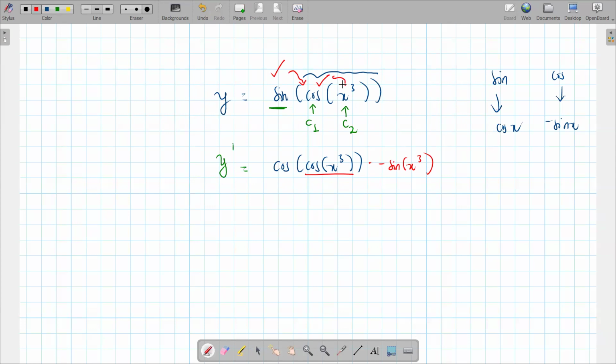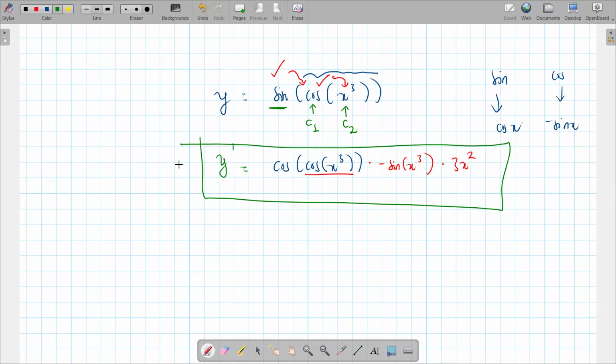Now this is the second level done. And then we go to the final level. x cubed, what's the derivative of x cubed? It's 2x squared. I mean 3x squared. 3x squared. And there you go. That's the final answer. It looks very wonky, but that's all. Cool?